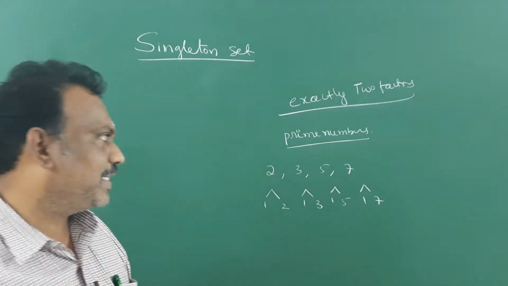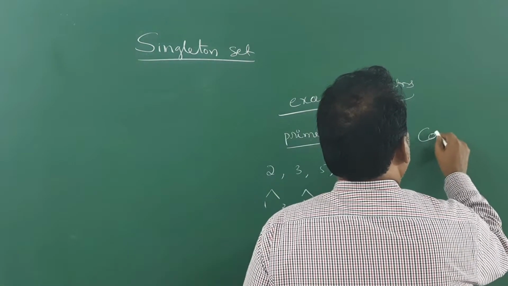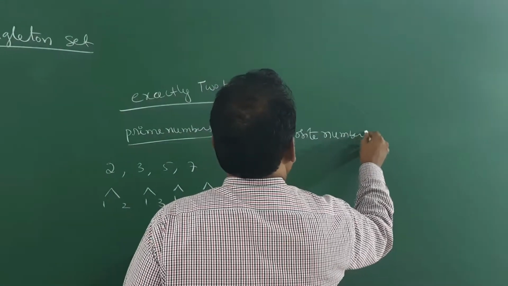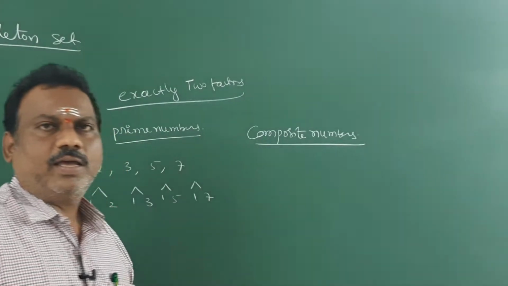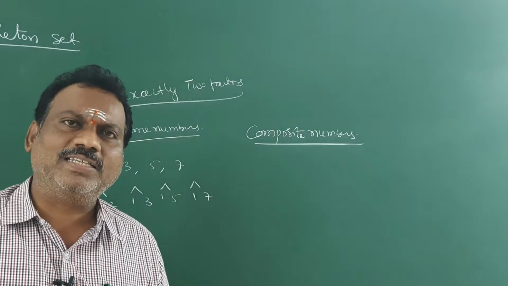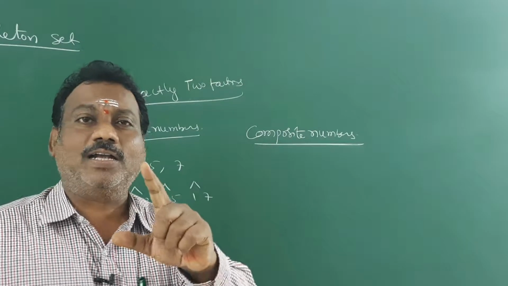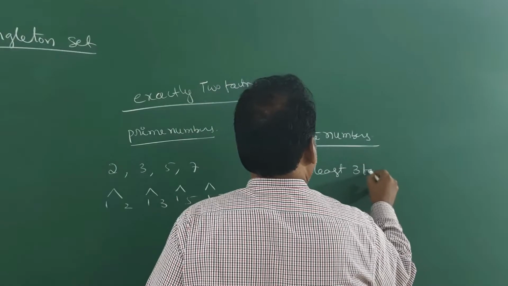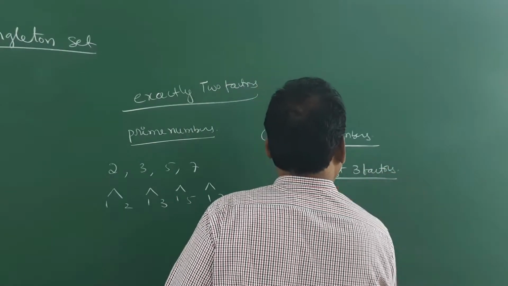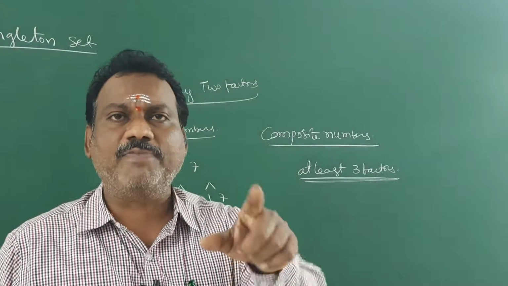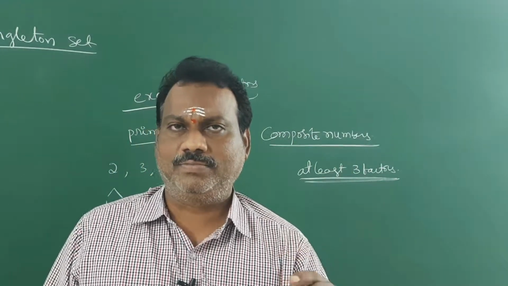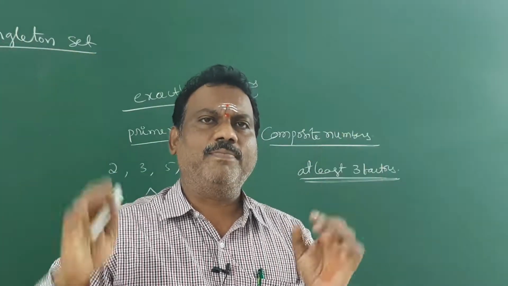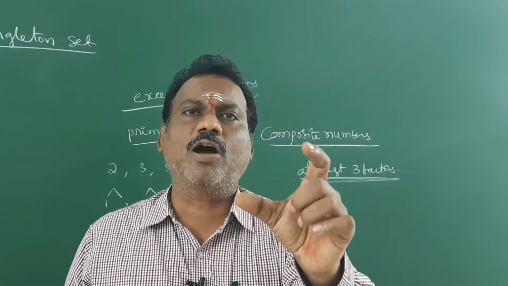We have one more set, which is called composite numbers. What is meant by composite numbers? The number which has at least three factors. You have to remember it. At least three factors, what does it mean? At least means minimum three. It may have 4, 5, 6, 7, 8, more than 3. Minimum 3 should be there. Those are called composite numbers.